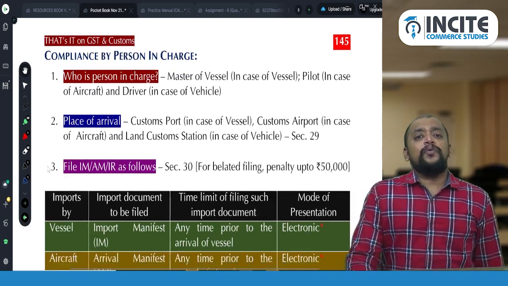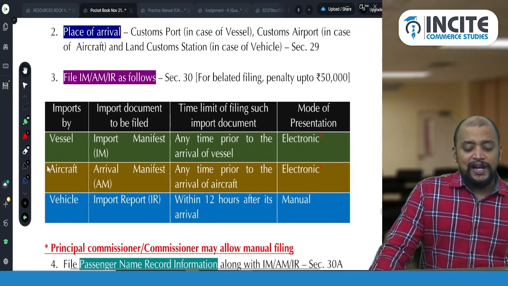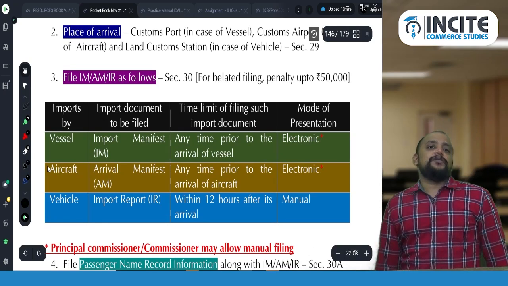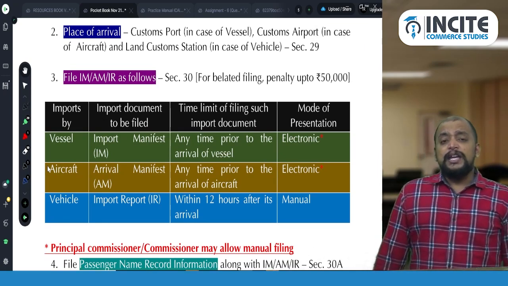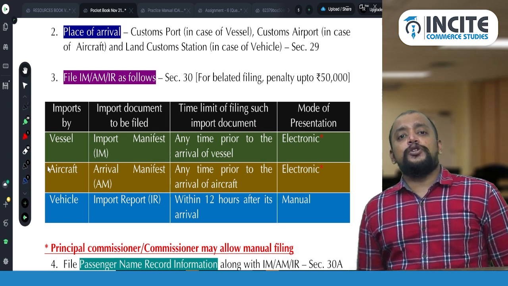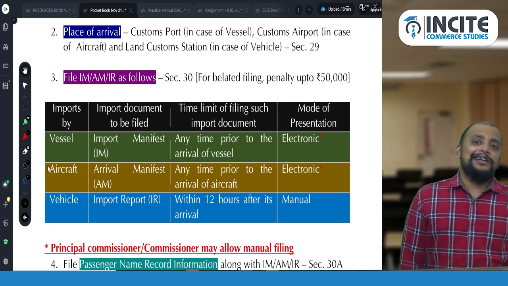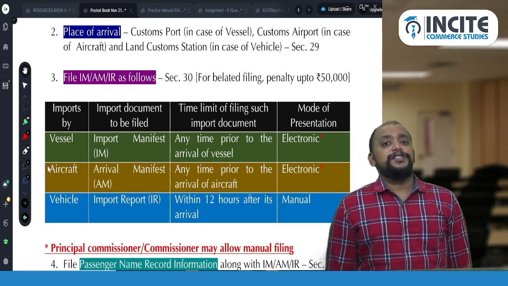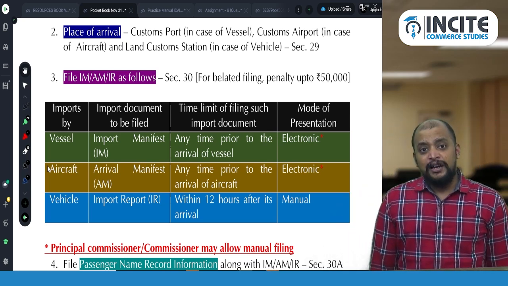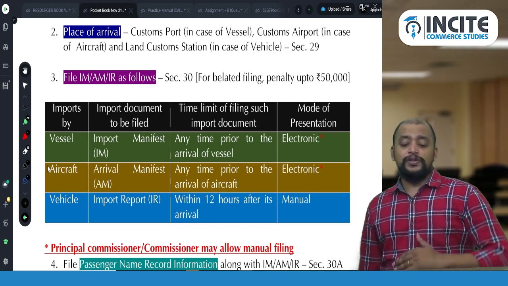And as and when they enter, they need to file an import manifest, arrival manifest or import report. Import manifest and arrival manifest should be filed before arrival. So before they come, they enter, they need to file. Whereas import report, they can file even after arrival within 12 hours.